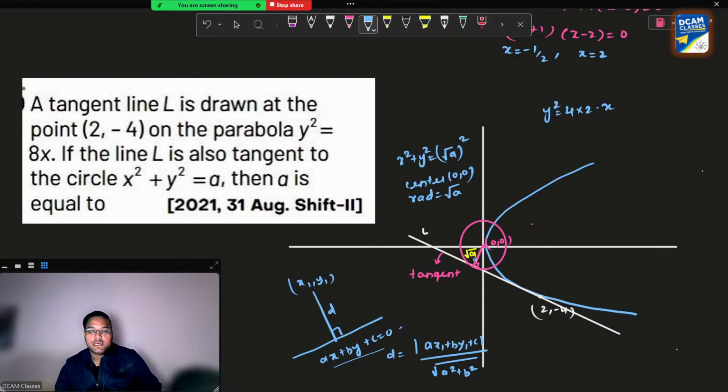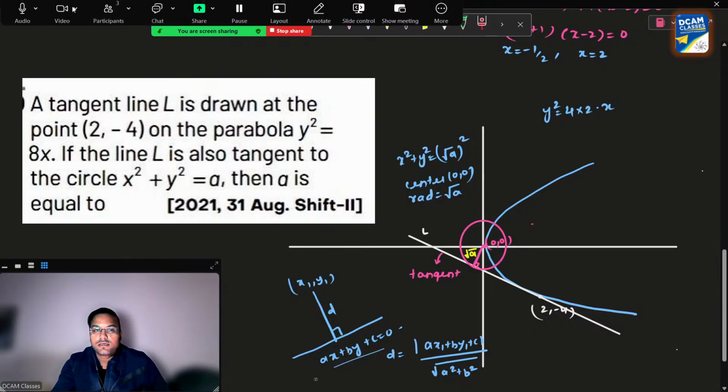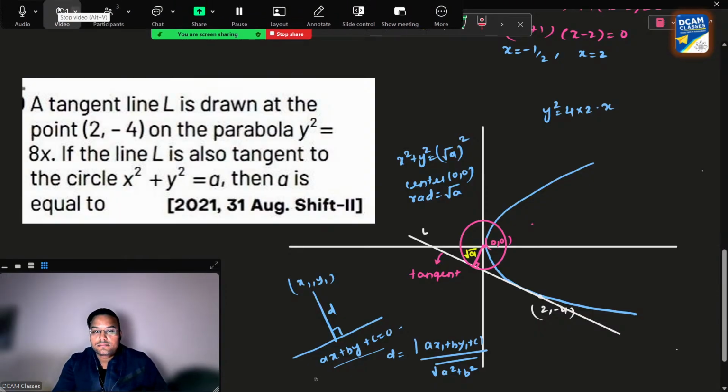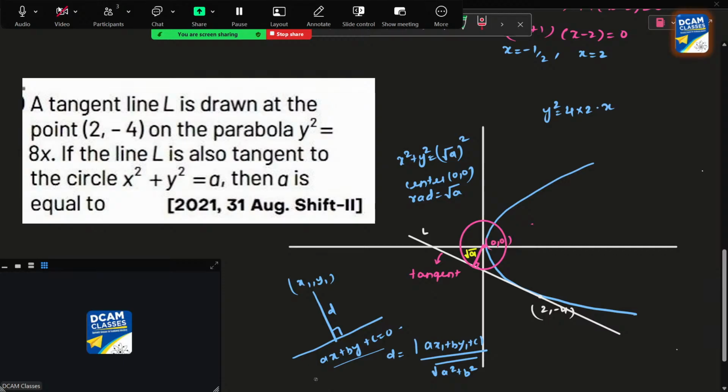Now try to solve it quickly. You understood, na? Still having doubt? Solve it. Then also if you are not getting, I'll solve it quickly. After this it's easy, very easy.